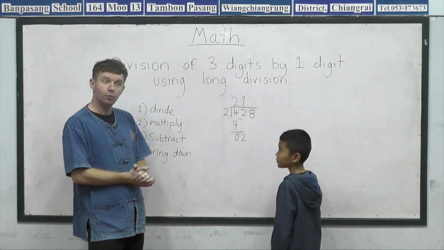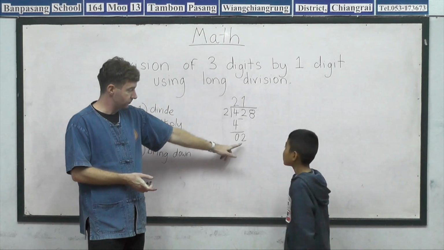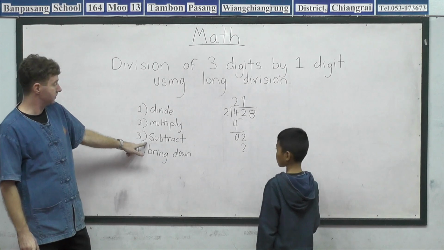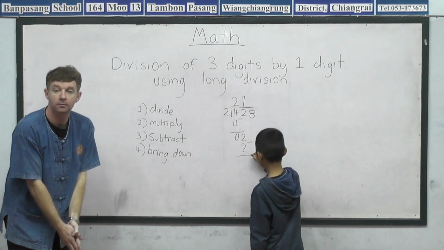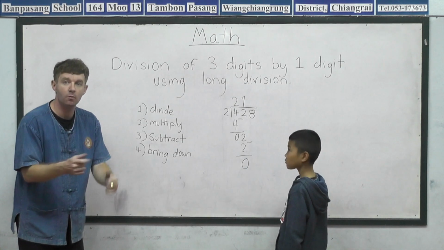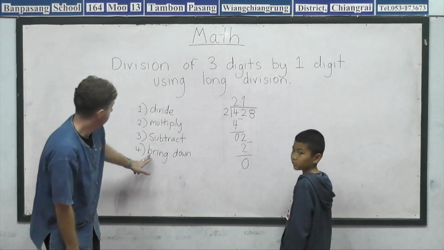And then 2 times 1 equals 2. So we'll write our 2 below. Step number 3, subtract. 2 minus 2 equals 0. There's our friend 0 again. We like 0. Once we get to 0, we know we're ready to move on. So, bring down.